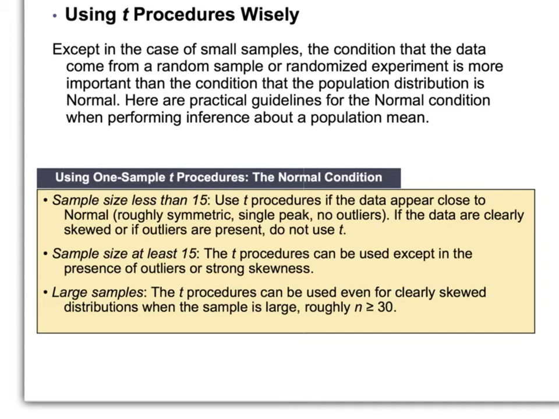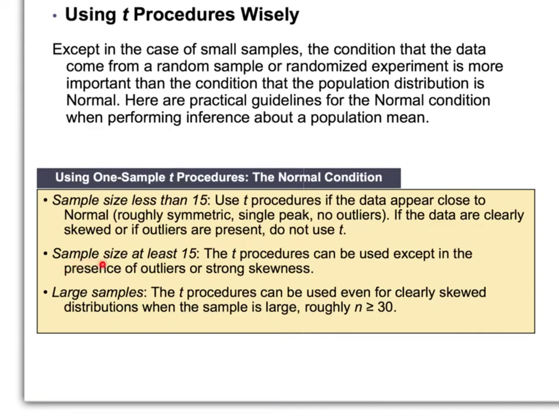The first guideline is our sample size is smaller than 15. Now in that case, with such a small sample size, we need to make sure our sample data appear roughly normal, so very symmetric, single peak, absolutely no outliers. We are allowed to use t-procedures in that case. If we see any clear skewness or if any outliers are present, we cannot use the t-procedure. So when we have a very small sample size, smaller than 15, we need to make sure our data are very symmetric, roughly normal looking, to be able to use t-procedures.